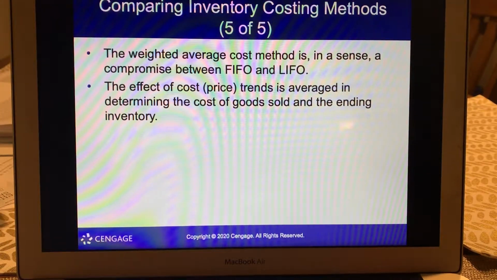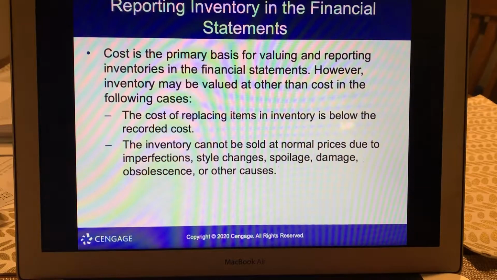The weighted average cost method is, in a sense, a compromise between FIFO and LIFO. The effects of cost price trends are averaged in determining the cost of goods sold and the ending inventory. So cost is the primary basis for valuing and reporting inventories on the financial statements.